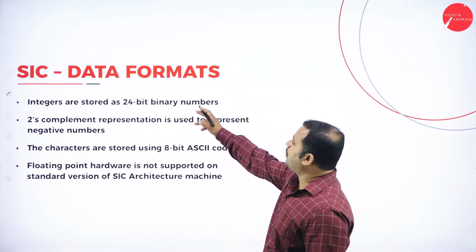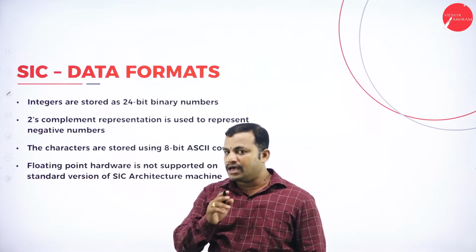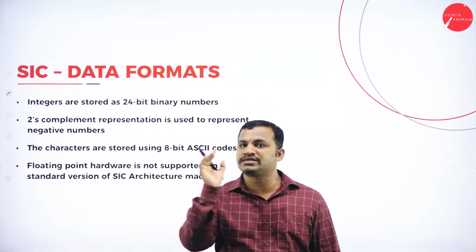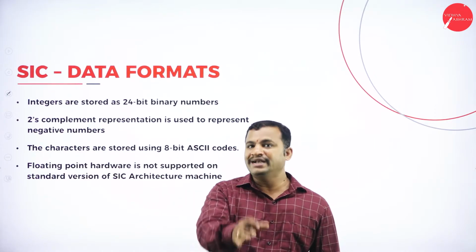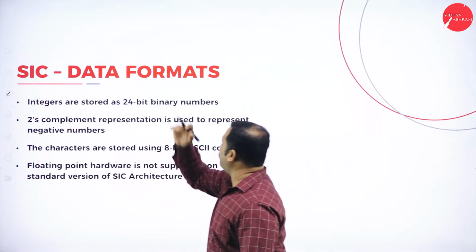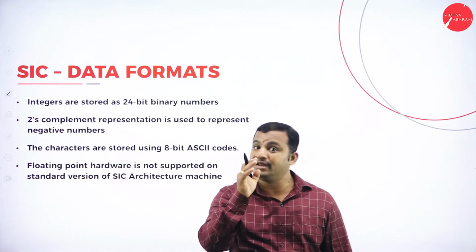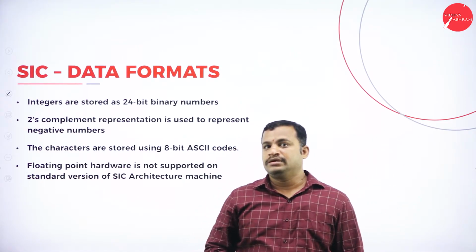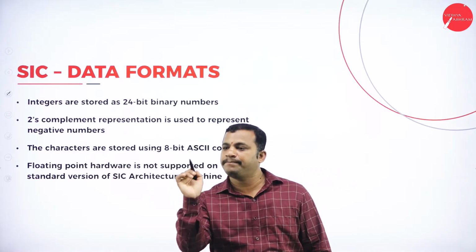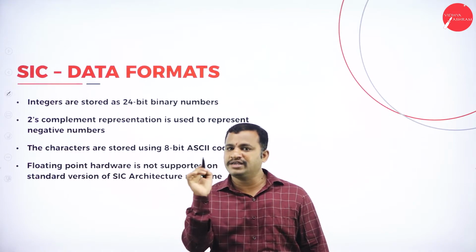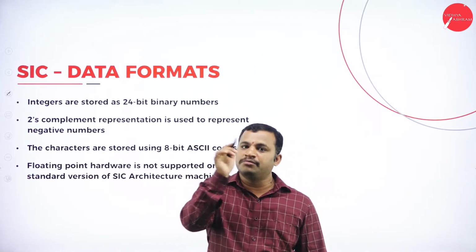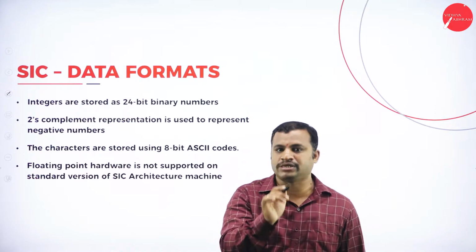Integers are stored as 24-bit binary numbers. As I have already told you, 24-bit numbers are called a word. So these integers are represented by 24-bit words. Then 2's complement representation is used to represent the negative numbers. That is, the most significant bit indicates whether the number is positive or negative. If it is negative, the most significant bit will always be 1. If it is positive, the most significant bit will always be 0.